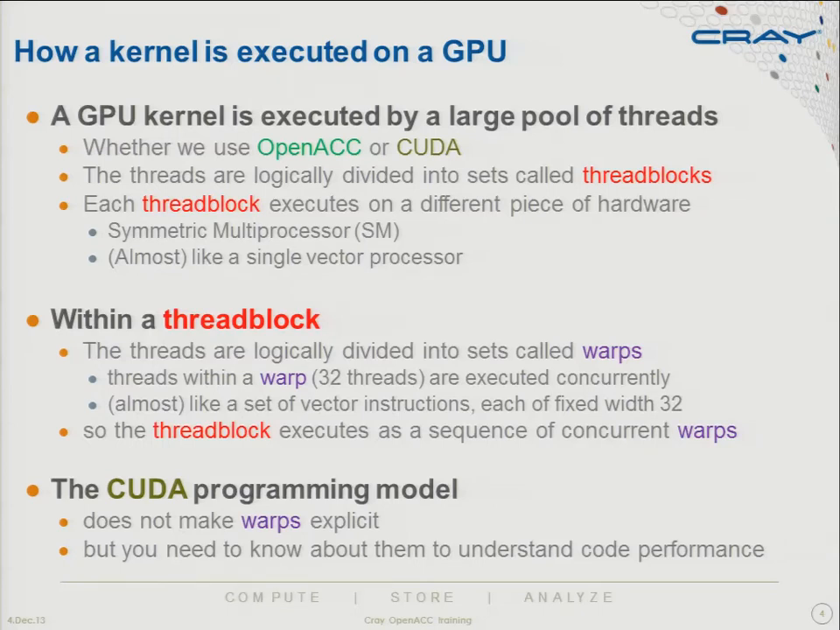And within the thread block, you've got these warps. The fact that 32 of these floating point units on the GPU share a single instruction stream. So they have to do the same thing at the same time, but just operating on their own bit of data. CUDA doesn't make the warps explicit, but you do need to know about them to understand the code performance.